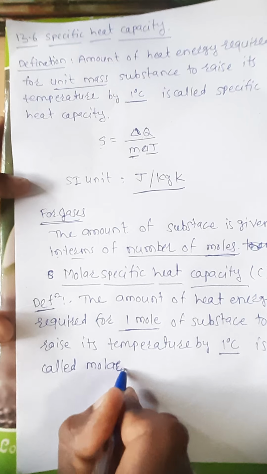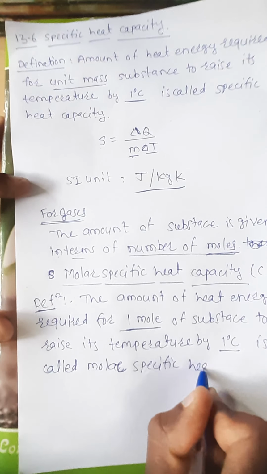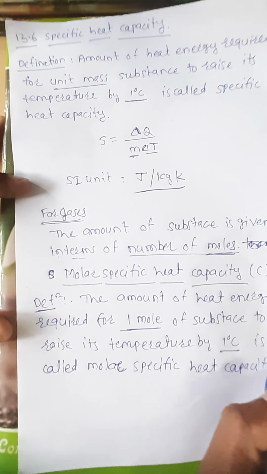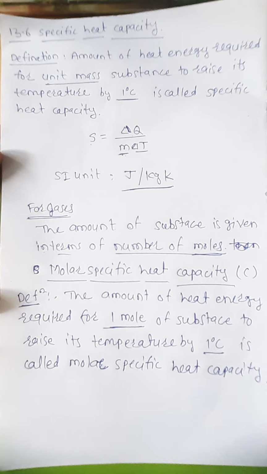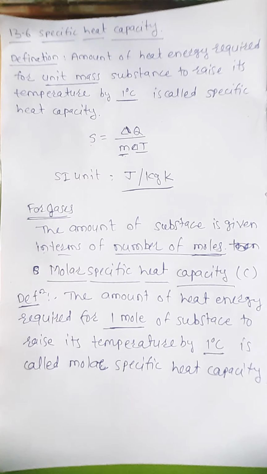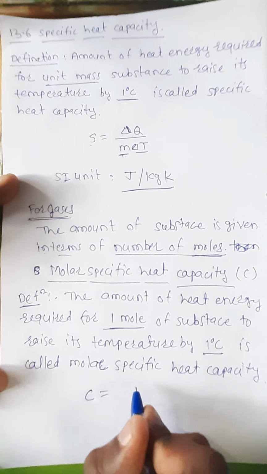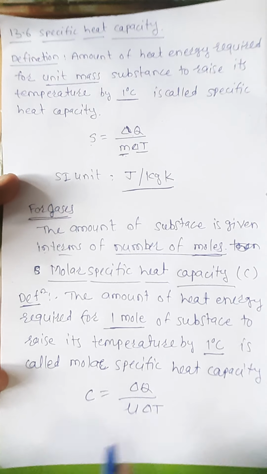molar specific heat capacity. Okay, it means the amount of heat energy required for 1 mole of gas substance to raise its temperature by 1 unit or 1 degree Celsius is called molar specific heat capacity, and it is denoted as C. Therefore C is equal to delta Q divided by mu into delta T.